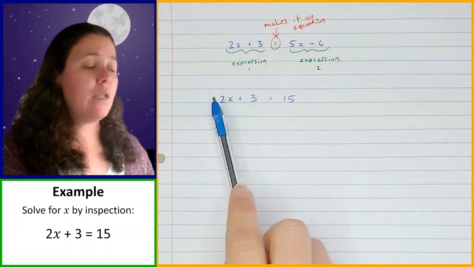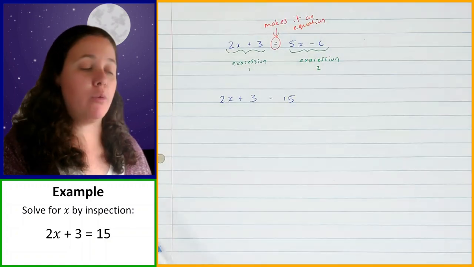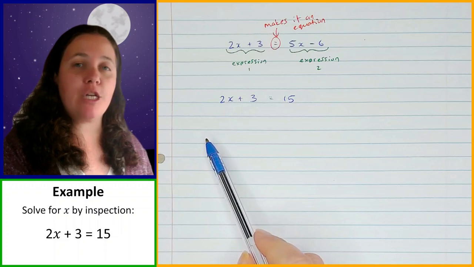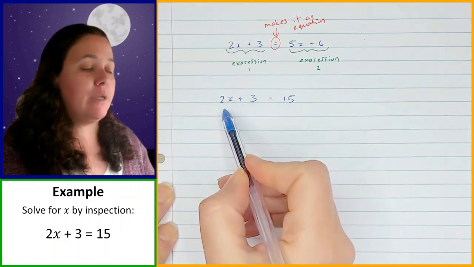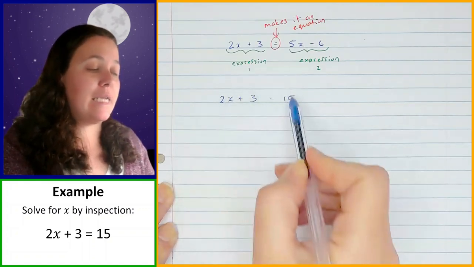When we get onto more complicated equations, then we can't really use the inspection method. So we're just introducing the concept of equations at the moment by using inspection, but we are going to go on to more complicated ones where we're actually going to need to use actual methods to work it out. Okay, so at the moment, I want to know what the value of x is that will make this whole statement true.